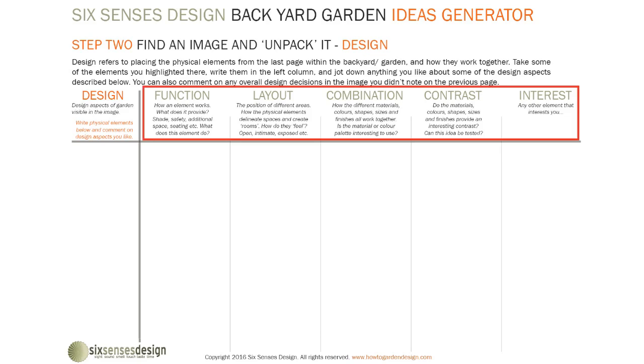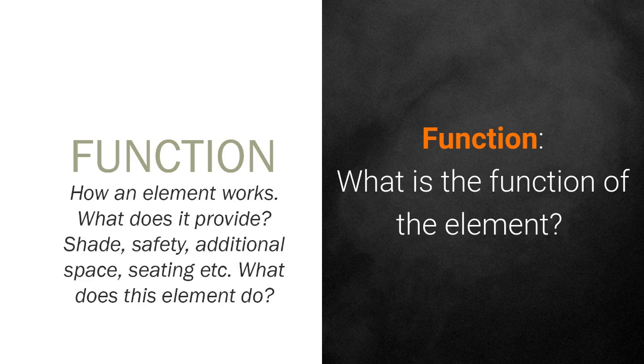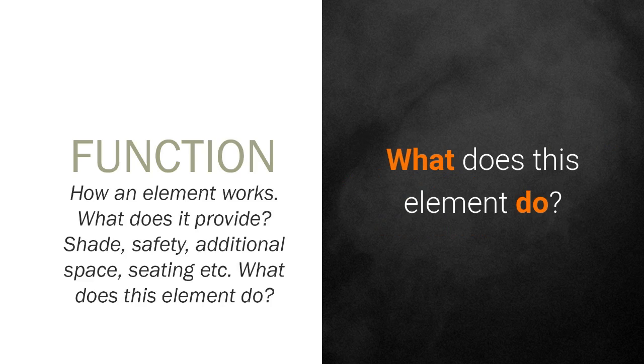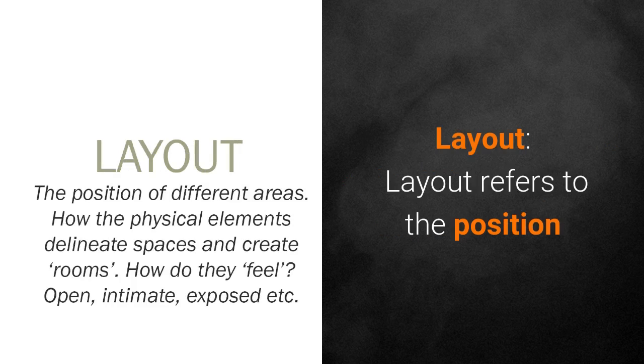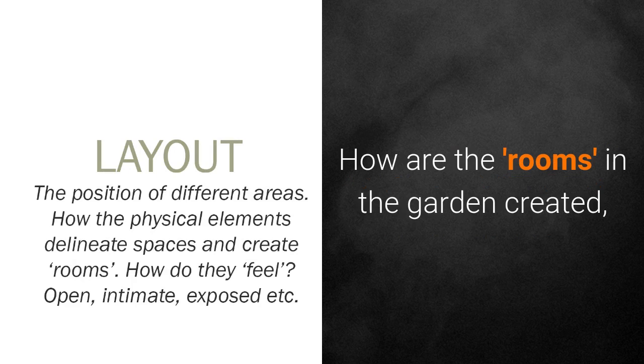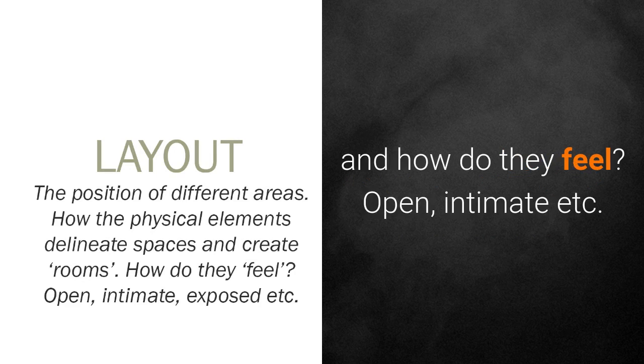Looking over the categories at the top, we have function. What is the function of the element? Does it provide shade, safety, seating, or help separate space? What does this element do? Layout. Layout refers to the position of all the different areas or activities within the image. How are the rooms in the garden created, and how do they feel? Are they open or intimate?